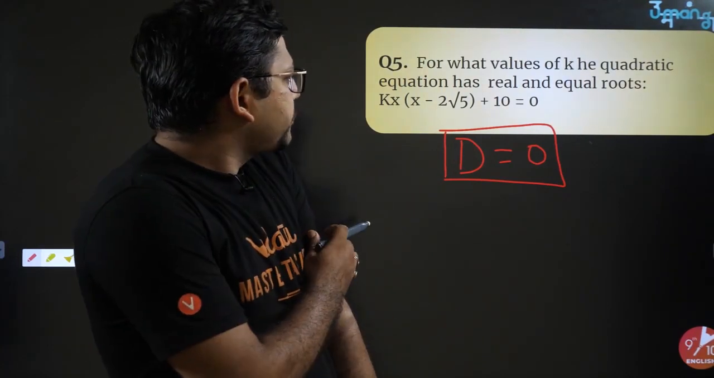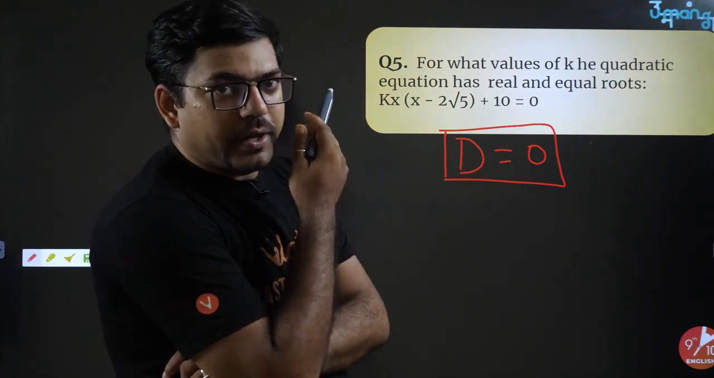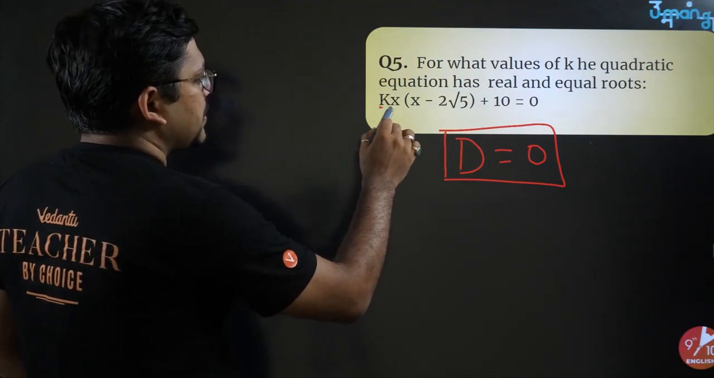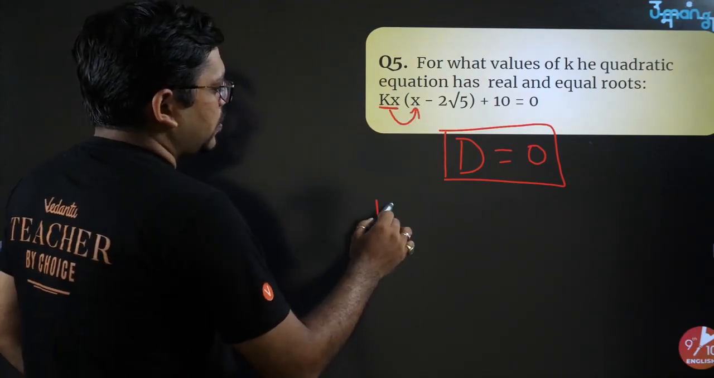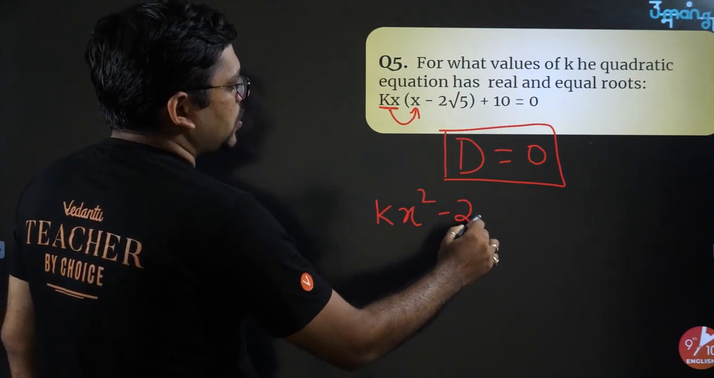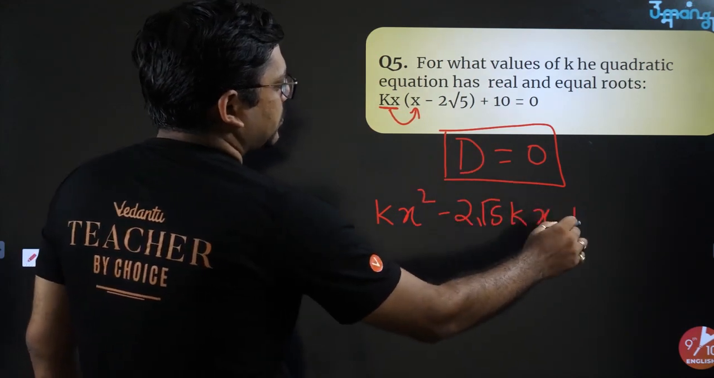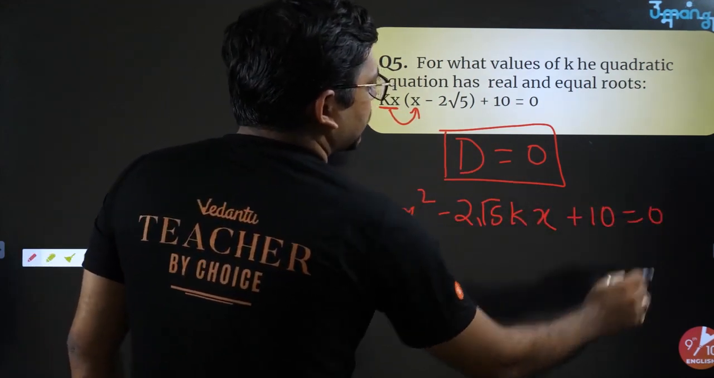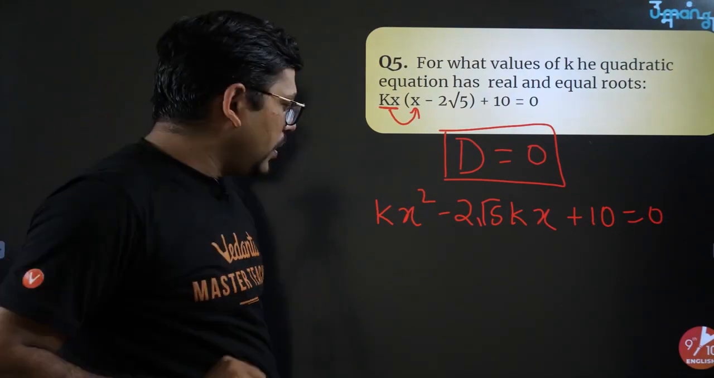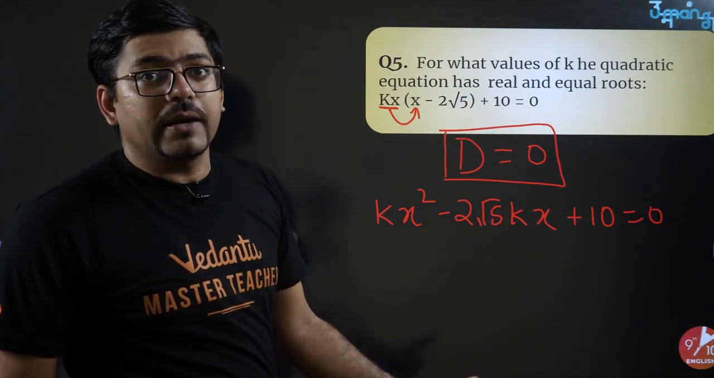So here, but the fact is that first of all, you have to make it a quadratic equation. It's not a quadratic equation yet. So means you have to first of all multiply them. Kx into x, you'll get kx square. Kx into minus 2 root 5, so you'll get minus 2 root 5k into x and then plus 10 equals to 0. Okay? We got it? Yeah, we got it. Now we got a, we got b, we got c. We have to find d and make it equal to 0.